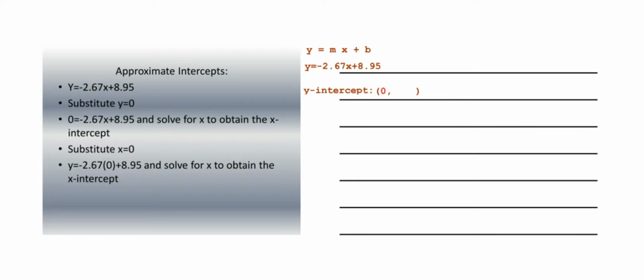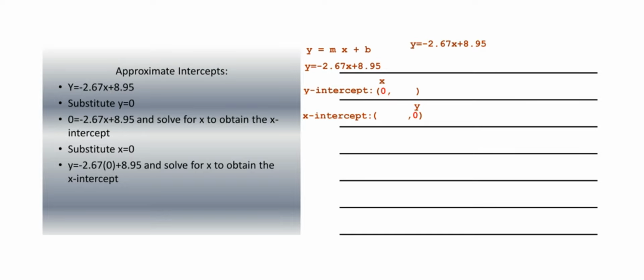For the y-intercept, we know it's in the form of 0 comma something, and x is the value that is 0 for our y-intercept. For the x-intercept, we know that it's in the form of something comma 0, and we know that y is the one that is 0 for our x-intercept. Something to remember: for the y-intercept, you know x is 0. For the x-intercept, you know that y is 0. I suggest you memorize this, okay?